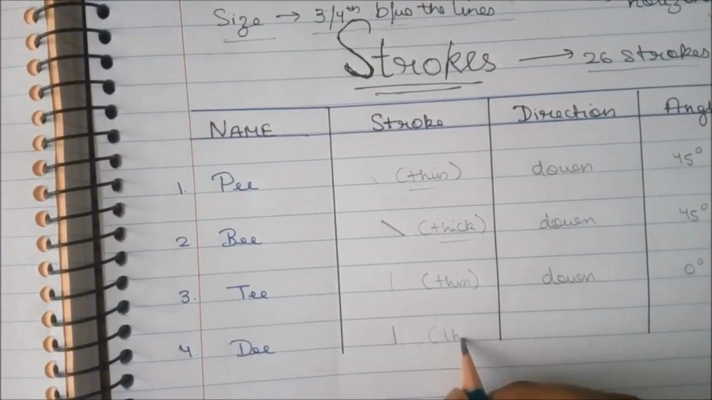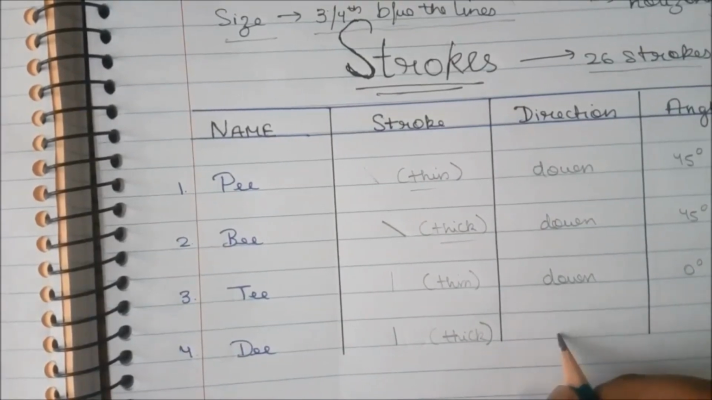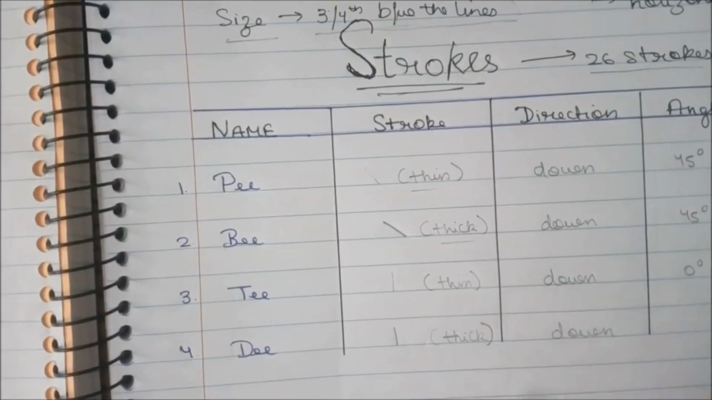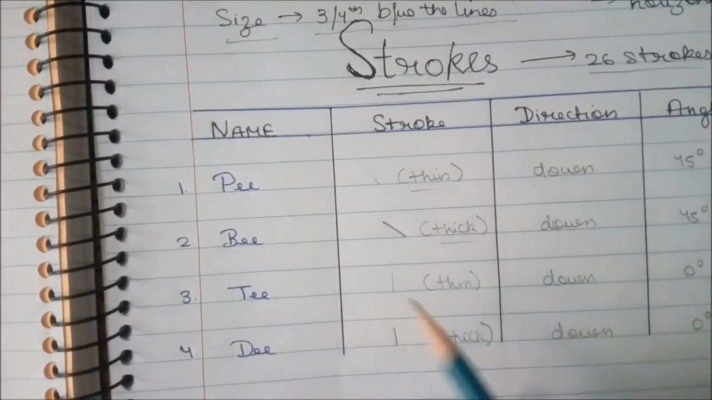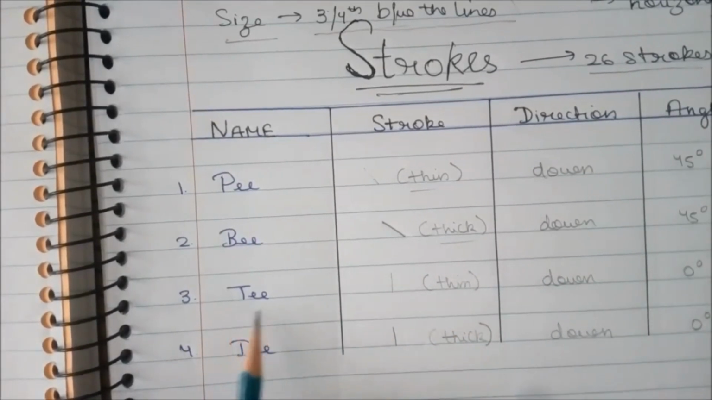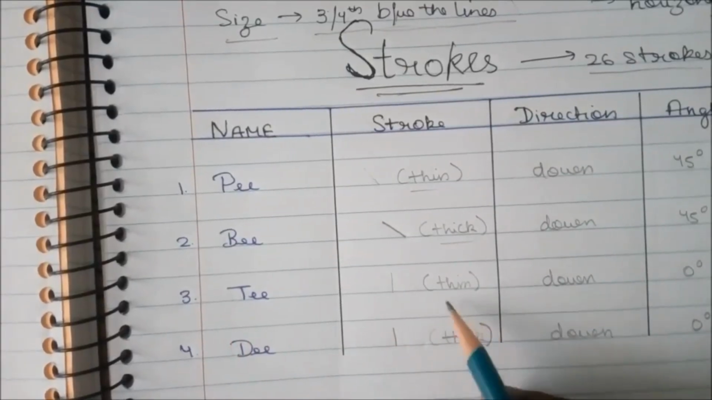Now the next stroke is D stroke. It is a thick stroke and its direction is also downwards, and it makes an angle of 0 degree with the vertical. So similarly, like in P and B and in T and D, the difference is only of the thin and thick stroke.